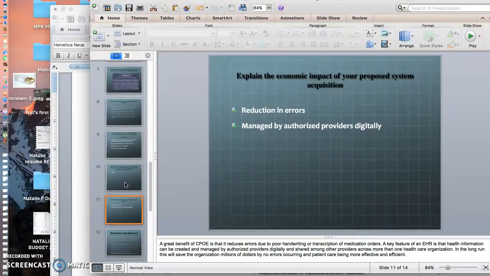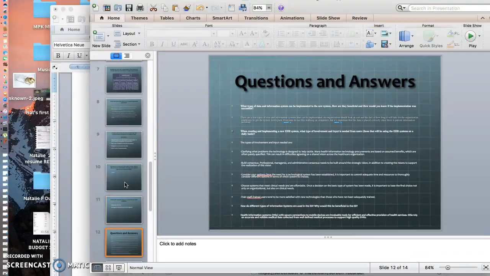Explain the economic impact of a proposed system acquisition. A great benefit of CPOE is that it reduces errors due to poor handwriting or transcription of medication orders. A key feature of an EHR is that health information can be created and managed by authorized providers digitally and shared among other providers across more than one healthcare organization. In the long run, this will save the organization millions of dollars by no errors occurring and patient care being more effective and efficient.